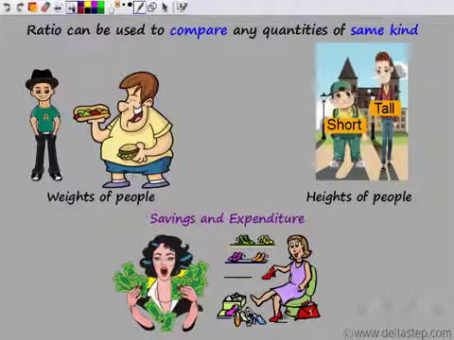You might wonder that we've just compared boys to girls. Well, remember that there we were comparing number of boys to number of girls. So in both cases, boys and girls, they're not different quantities because we were comparing the number. So number of quantity is the same, number of boys to number of girls, and hence we could compare the two.